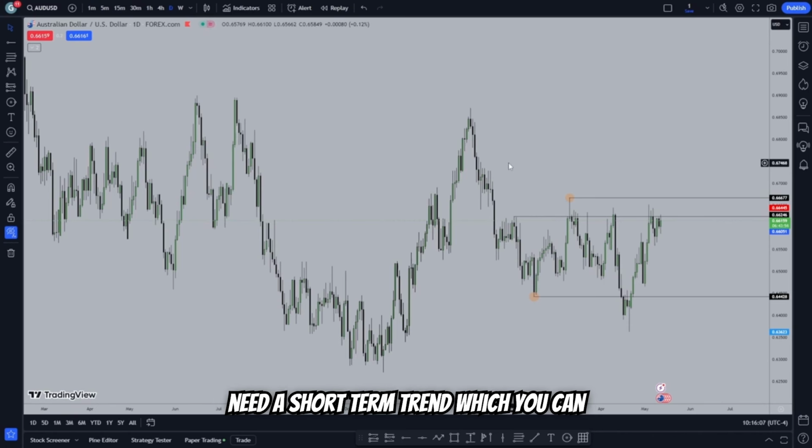You need a short-term trend which you can find out from the 1H time frame or a 4H time frame, where the market is going, like what the market is seeking on the 1H time frame. It's seeking buy side liquidity or sell side liquidity.